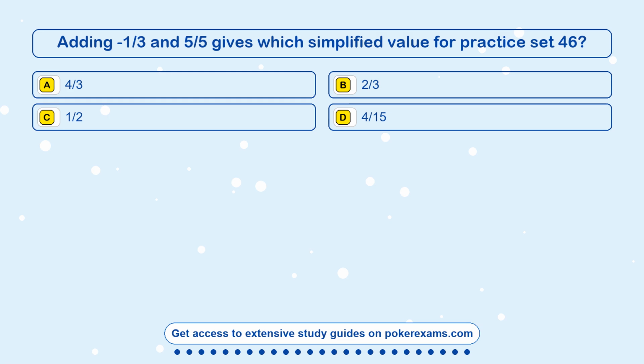Question 1. Adding -1/3 and 5/5 gives which simplified value for practice set 46? Option A 4/3. Option B 2/3. Option C 1/2. Option D 4/15.